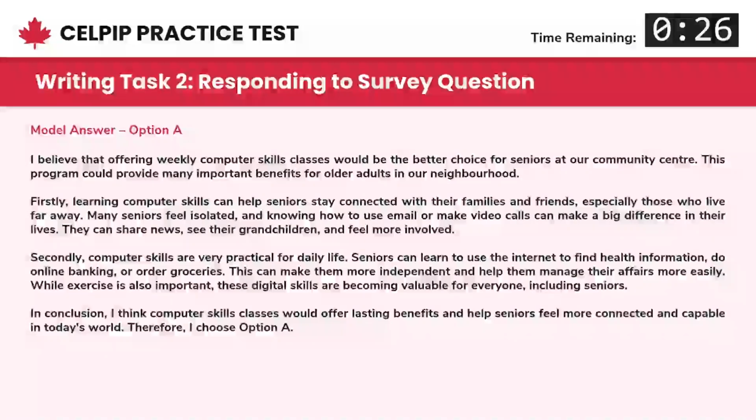Simple linking words like firstly and secondly help to structure the arguments logically. The vocabulary is appropriate for a B1 learner, but it also includes two good B2 level stretch words, isolated and valuable. The Canadian spelling neighborhood and center is also used correctly.